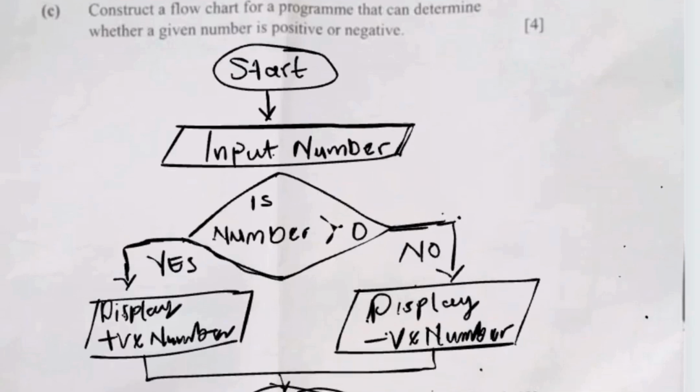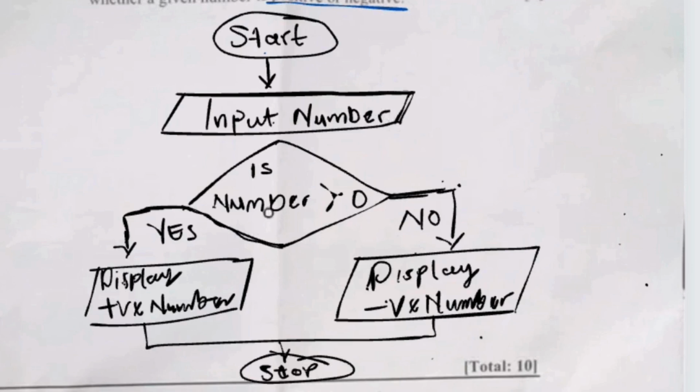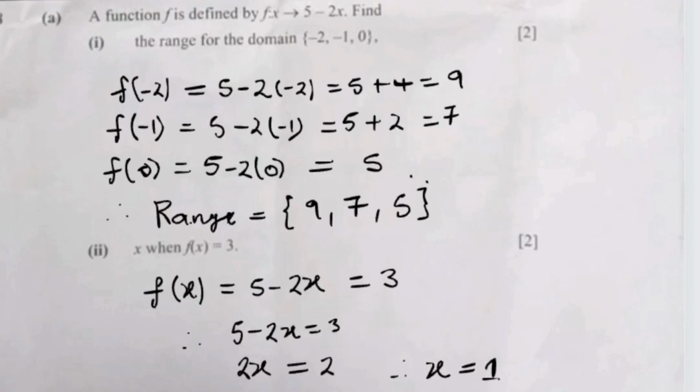The next question is about a flowchart. So we want to find a program that determines a number whether it is positive or negative. So the oval shape is a start. So we start, then we input the number, then we ask, is the number greater than 0? If yes, then we display number positive. If no, then the number is negative. Then we end the program.